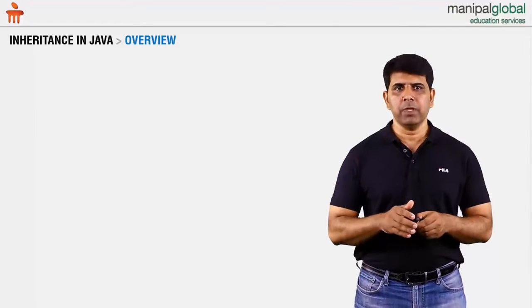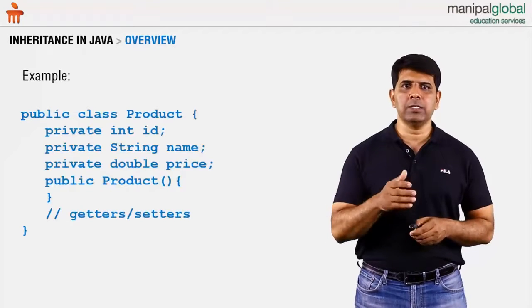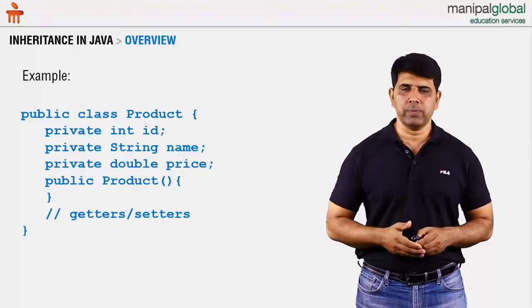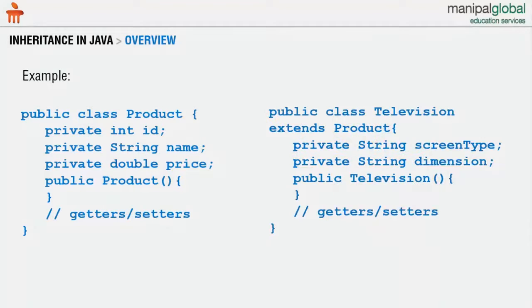For example, the class product has ID, name and price. On the other hand, class television is an extension of product. So we use the keyword extends, and then automatically the member variables, the getters and setters, and any other included members in the product class are inherited to the television.